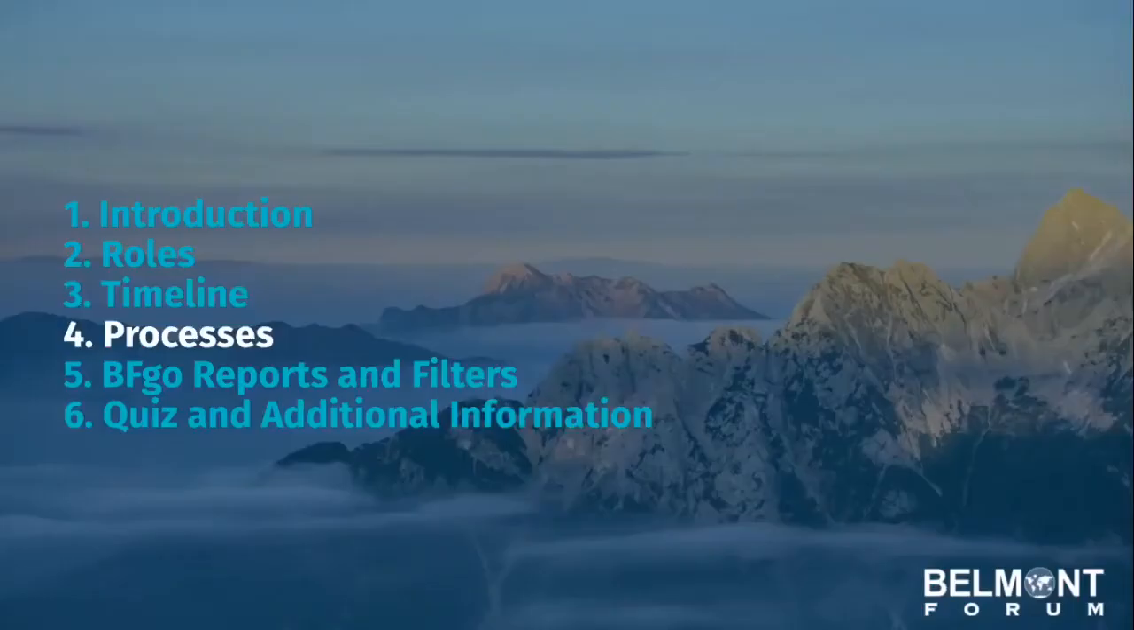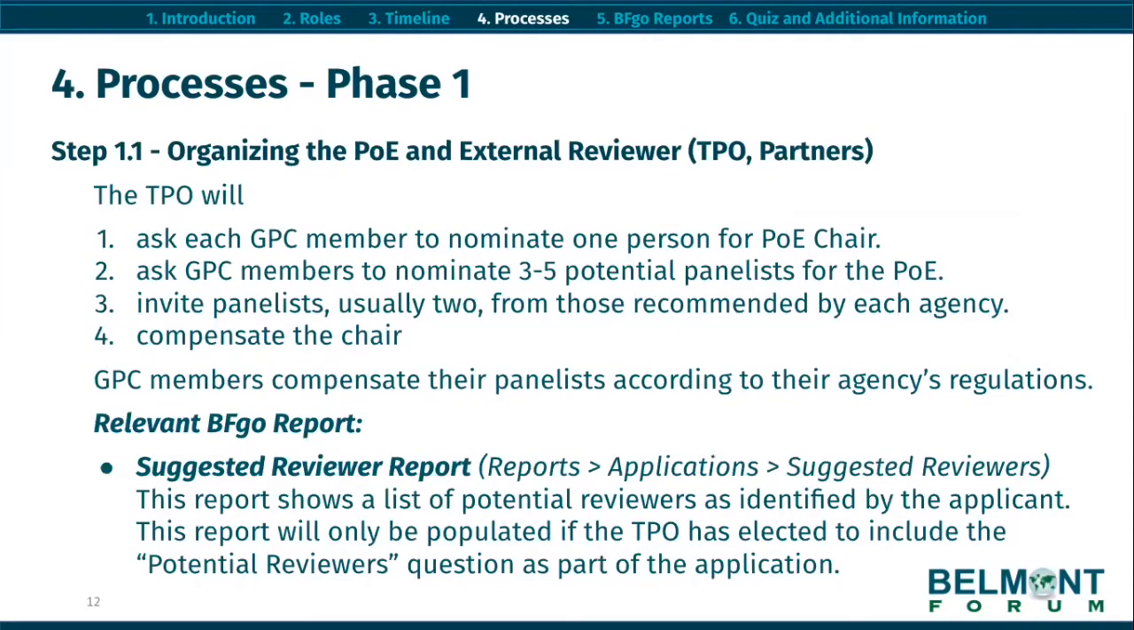Now let's take a more in-depth look at the application review and award processes. And let's continue with a look at the application review phase. The Thematic Program Office and partner organizations will organize the panel of experts and the external review. The Thematic Program Office will ask each group of program coordinators member to nominate one person for the chair of the panel of experts, and also ask each group of program coordinator members to nominate 3 to 5 panelists for the panel of experts.